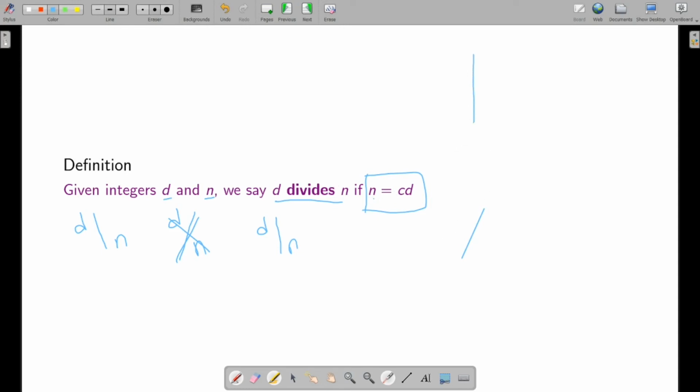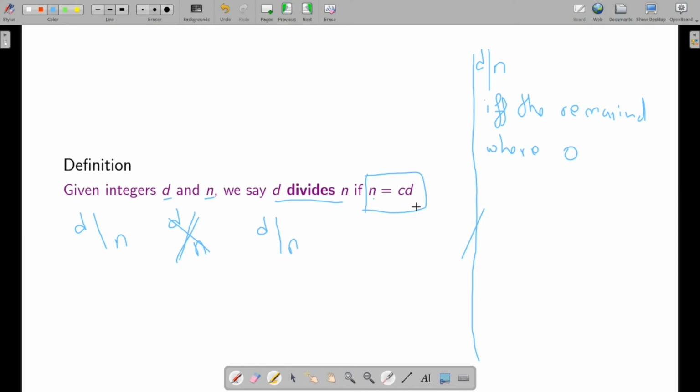It is easy here to observe that when n is divided by d, d divides n if and only if the remainder when d divides n in your division algorithm is 0. Okay, that is, if and only if your remainder is 0.